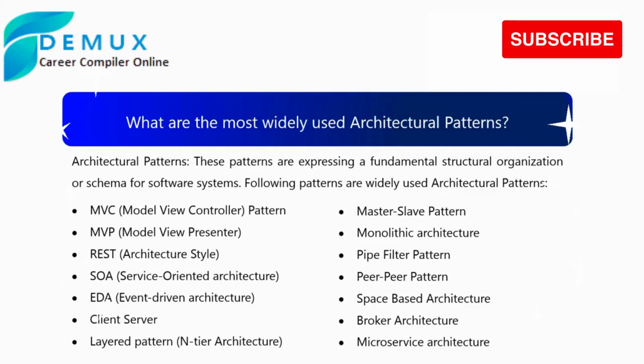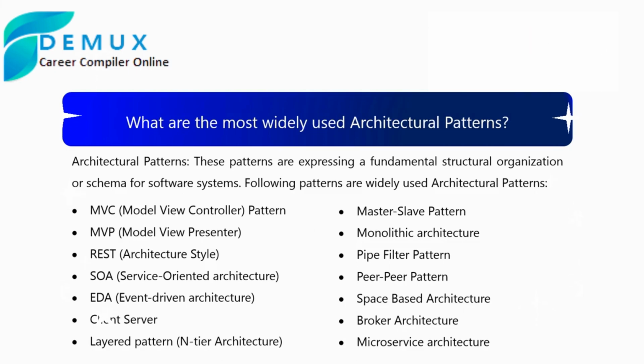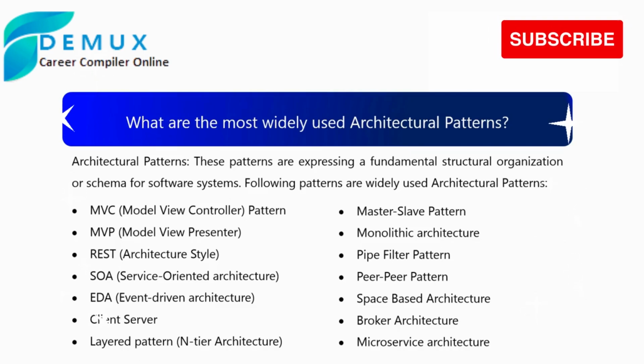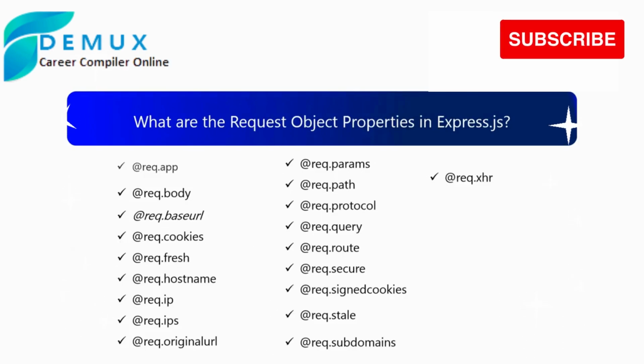What are the most widely used architectural patterns? Architectural patterns express a fundamental structural organization or schema for software systems. Following are widely used architectural patterns. MVC, Model View Controller pattern. MVP, Model View Presenter. REST architecture style. SOA, Service-Oriented Architecture. EDA, Event-Driven Architecture. Client-Server. Layered pattern, N-tier architecture. Master-Slave pattern. Monolithic architecture. Pipe-Filter pattern. Peer-to-Peer pattern. Space-Based architecture. Broker architecture. Microservice architecture.